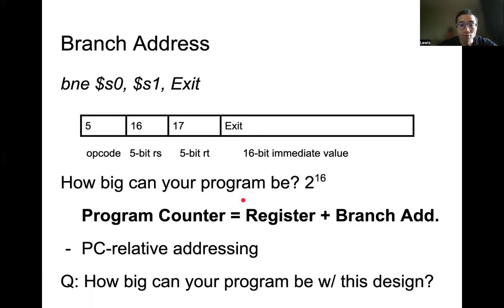Now, look in more detail at MIPS. What we can do is that the program counter, the memory address that we want to jump to, is actually a sum of the value inside the register plus your branch address that you specify as the 16-bit constant here. This is also called PC-relative addressing. The exercise for you is to figure out how big your program can be with this kind of design.